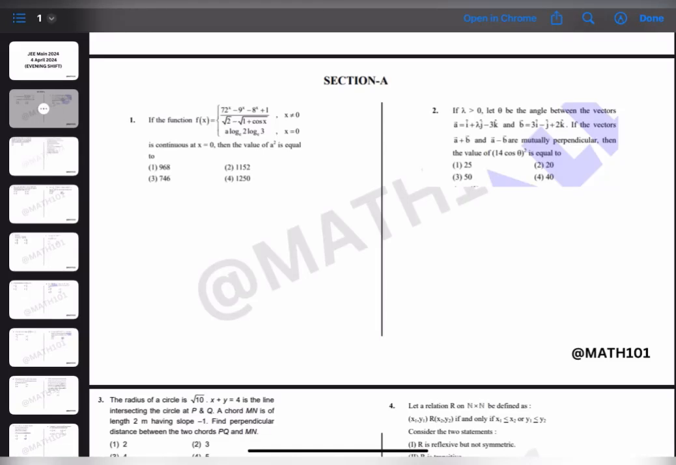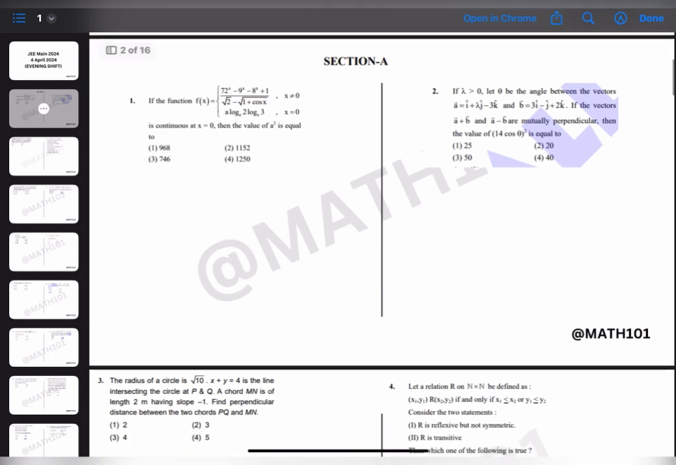So here we have the JEE Mains 2024, 4th April evening shift paper. Let's start with question 1. The numerator can be factorized. It can be written as (9^x - 1)(8^x - 1).